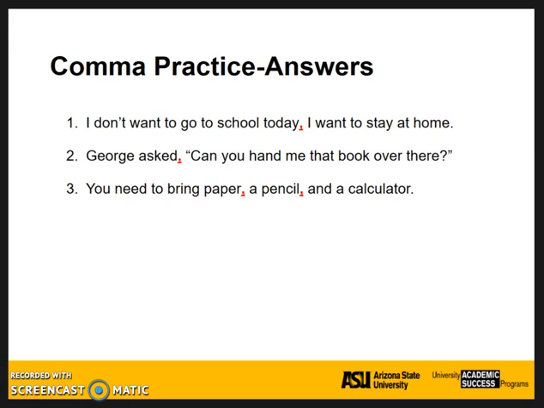In sentence 2, the comma is before the quote because there needs to be a comma before introducing a quotation. In sentence 3, there are two commas. The first goes after paper and the second after pencil. This is because there are 3 items being listed and each comma separates each item in the list.